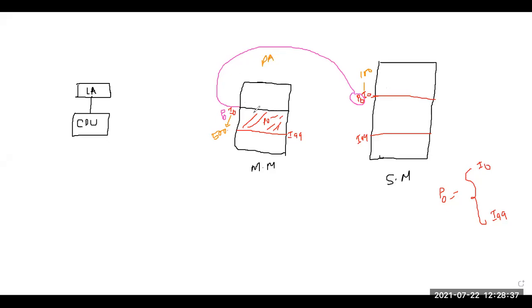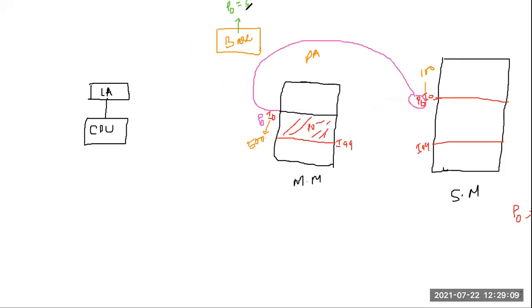Fine. Now in case of continuous allocation, this conversion from logical address to physical address is very easy. So what will I do? I will take a base register. क्या लेते हैं हम लोग? Base register. And what is this register going to store? This base register is going to store the base address of P0 in main memory. ठीक है? P0 का base address. Now in this case, P0 का base address क्या होगा? It will be 500.